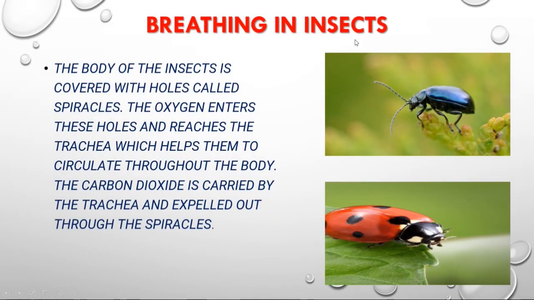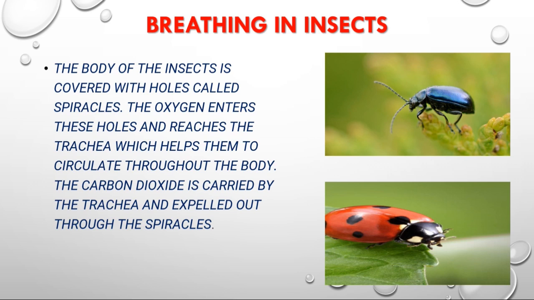This is how breathing occurs in insects. Now, how does breathing occur in insects? Breathing occurs in insects through their spiracles or their body surfaces. These body surfaces have some holes which help them exchange gases. So, let's discuss it as well.